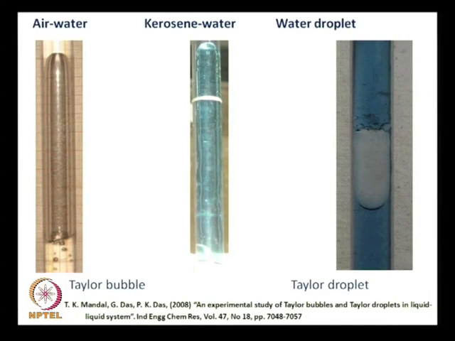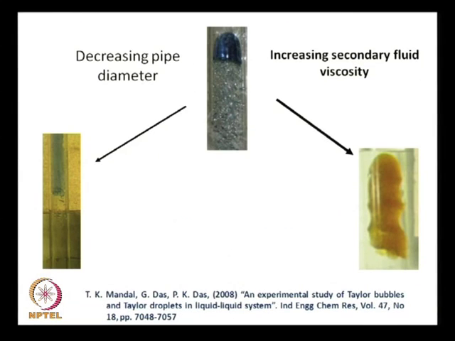Interestingly, for Taylor droplets and Taylor bubbles, we find that with decreasing diameter the stability increases. Also, with increasing viscosity, we find the stability decreases. This was for kerosene-water, this is for lube oil-water. You can see that in this case the shape is much more deformed as compared to this case. Of course, in here we found that there is a large amount of wake region and the bubble is much less stable here as compared to decreasing the diameter.